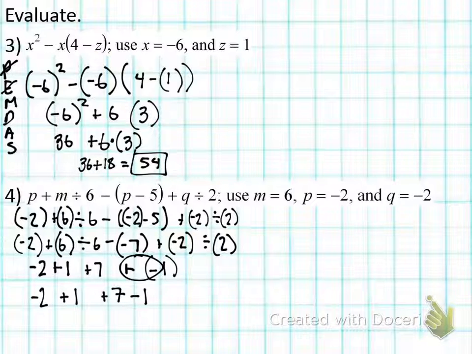Okay. So now we could work from left to right on our addition. Negative 2 plus 1 is negative 1. Positive 7 minus 1 is positive 6. Negative 1 plus 6 is 5. So the answer is 5. Imagine if you got 5. Okay, that's the correct answer.